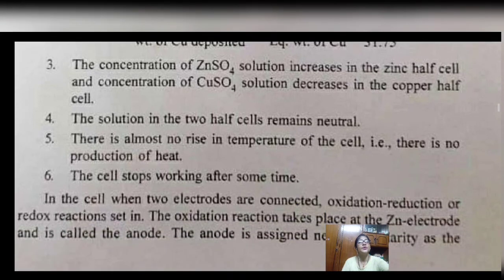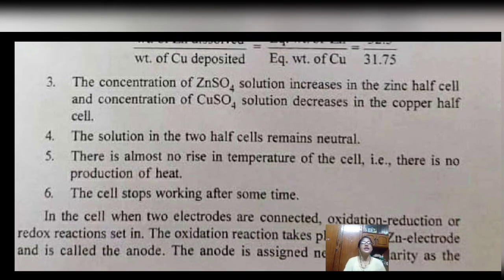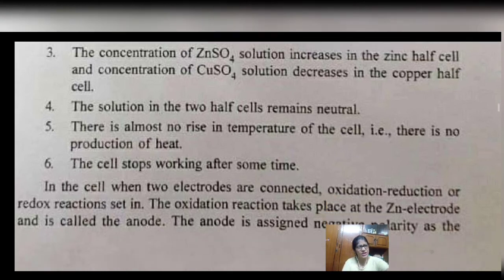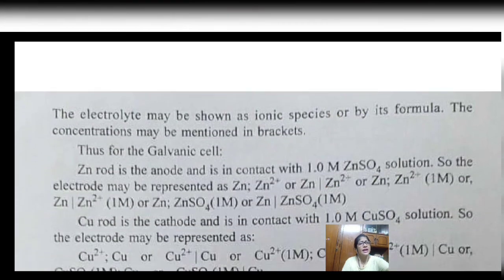And what else we will find? We will find the solution in the two half cells will remain neutral. That means an equal number of cations and anions will be involved in this case. So these are the observations of the galvanic cell.